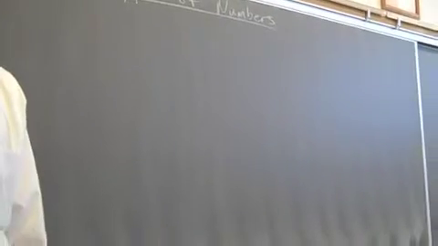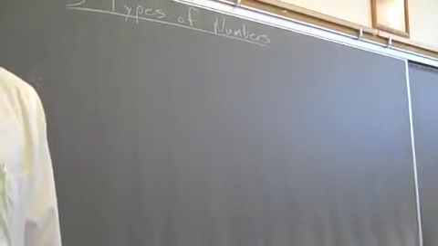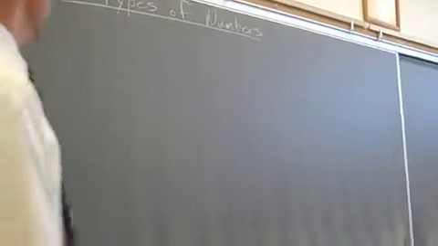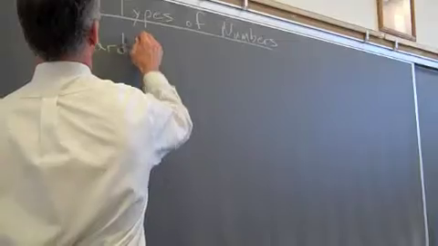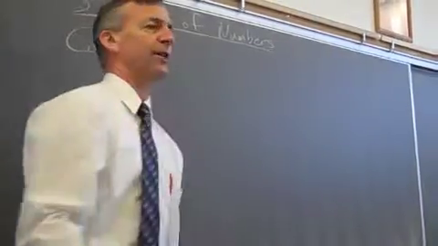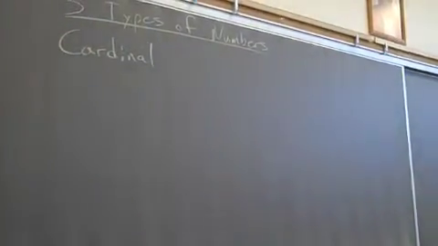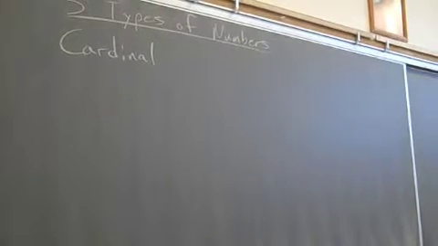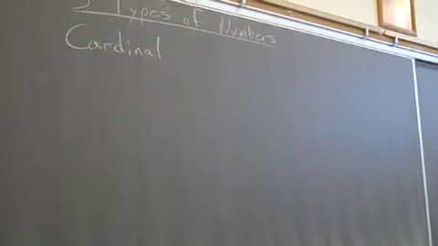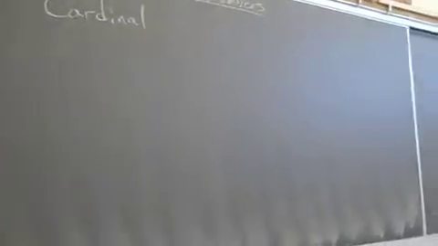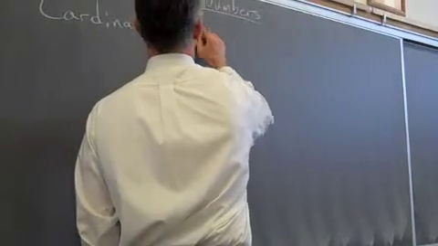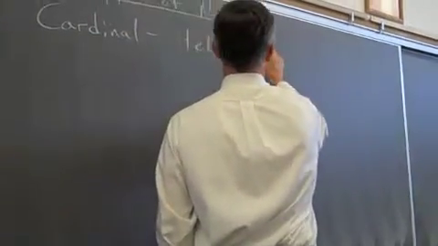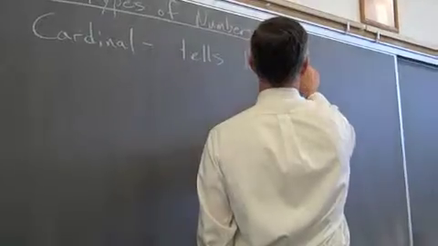Some of you may have come into this class believing that there's only one kind of number. Not true. Okay? There's a cardinal number. This is the one we're probably most familiar with. The number 3, 8, 11. A cardinal number tells how many.